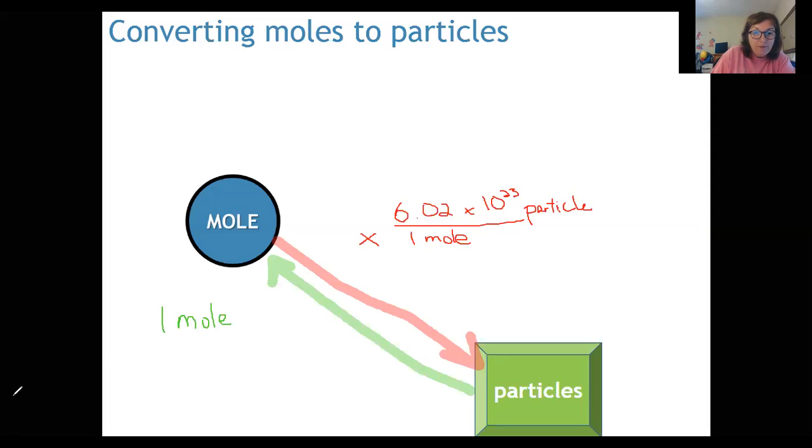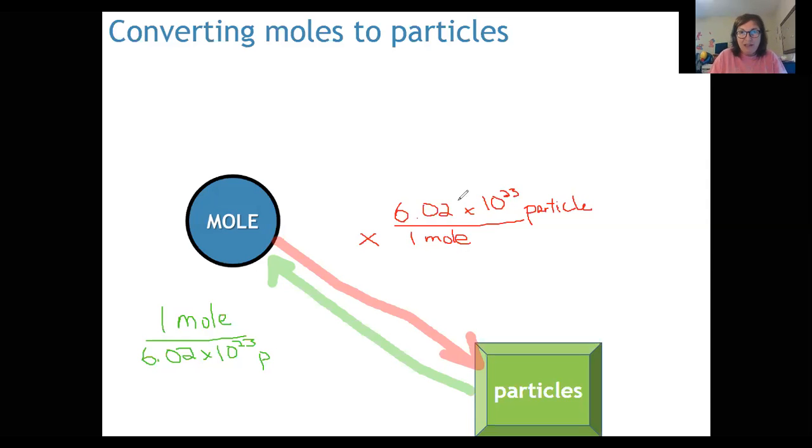And on the bottom is 6.02 times 10 to the 23rd particles. I'm just going to write a P here for particles. Depending on what I'm doing, if I'm starting with moles and I'm heading to particles, I use the red conversion factor. These are called conversion factors or equivalent statements.